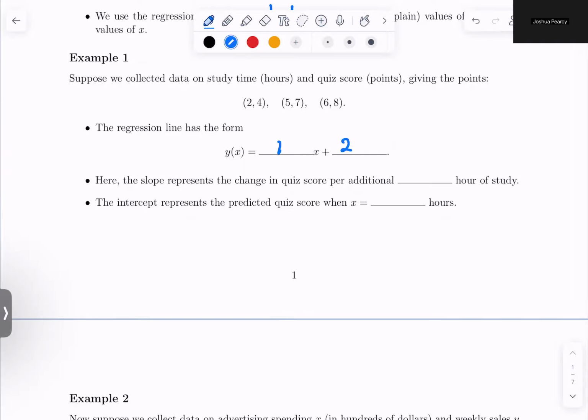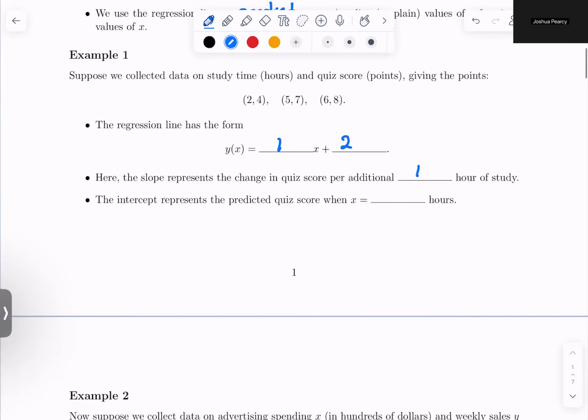Here the slope represents the change in quiz score per additional 1 hour of study, and the intercept represents the predicted quiz score when x equals 0 hours, so when someone doesn't study at all for the quiz.